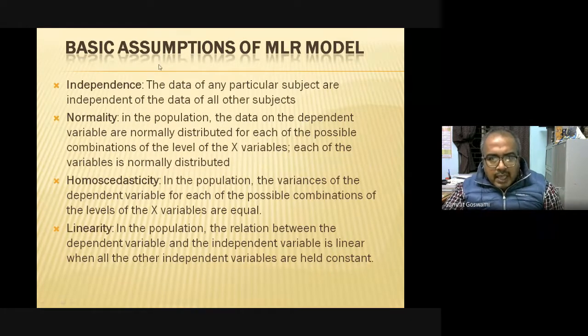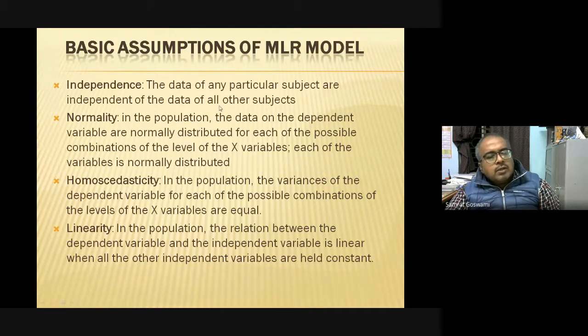There are certain basic assumptions of the multiple linear regression model: independence, normality, homoscedasticity, and linearity. Independence means the data of any particular subject are independent of the data of all other subjects. So whatever data you have on a particular subject needs to be independent of the other subjects. These data should be independent of each other, which means there should not be any kind of overlapping.